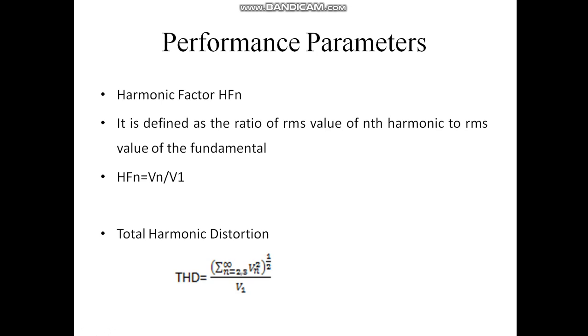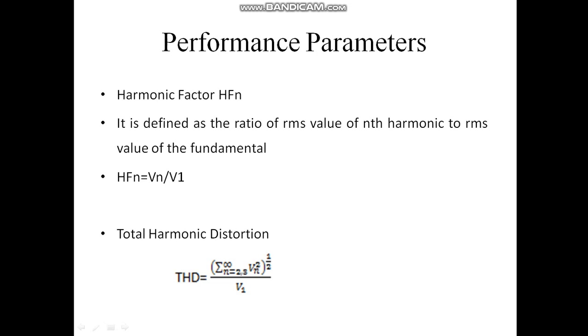HFn. Now the next and very important point is the total harmonic distortion. You might have heard many times in electrical engineering about THD, total harmonic distortion. So what is total harmonic distortion? Total harmonic distortion is the ratio of the RMS value of all harmonics to the RMS value of the fundamental component.